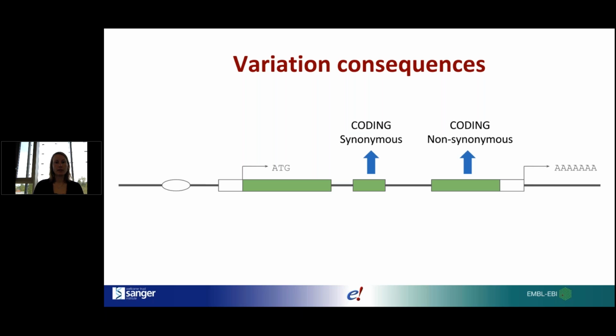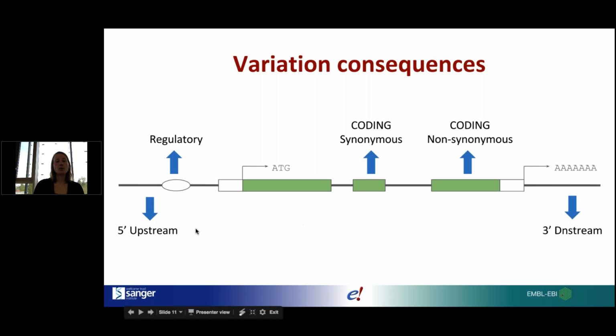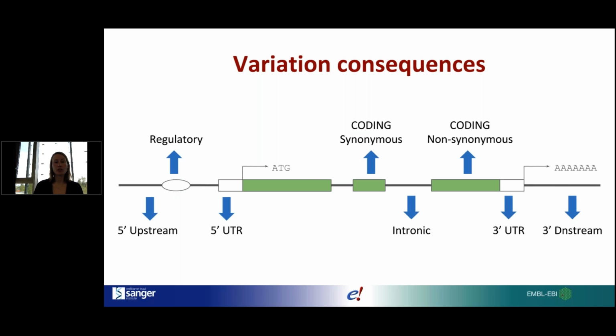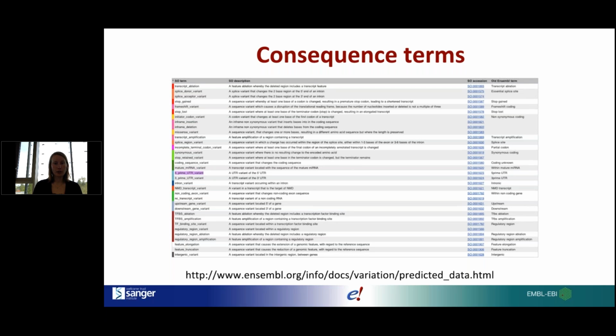You can also have variation that lies elsewhere. So you can have variation that's upstream or downstream of a gene. One example of this type of variation might be variation overlapping a regulatory region, so it might modulate gene expression. You can also have variation that lies outside coding sequences, but within the sequence of the gene. So it can fall within the 5' or 3' UTRs, the untranslated regions, or in an intron. And you can also have variation that affects or disrupts splice sites. Because there are a broad variety of consequences that can result from variation, we use a controlled vocabulary and ontology to describe these possible consequences.